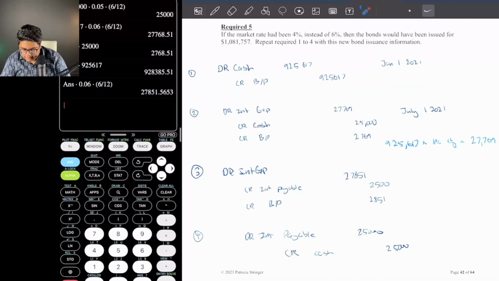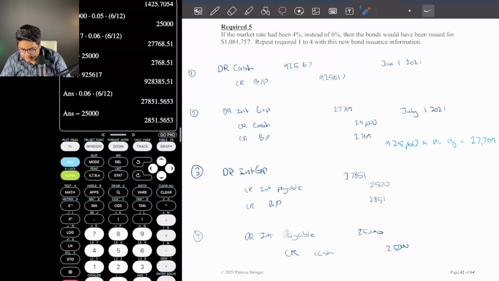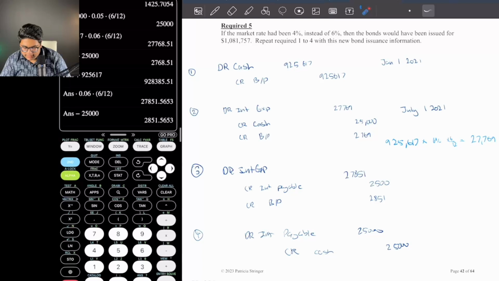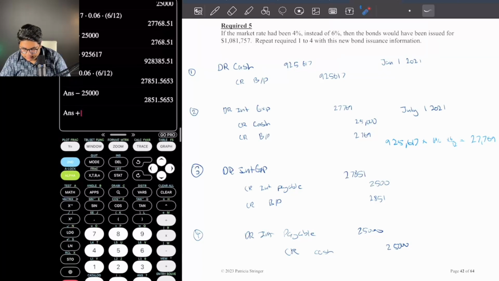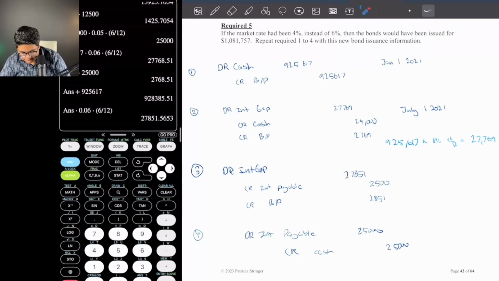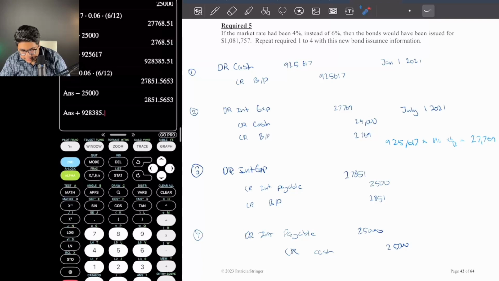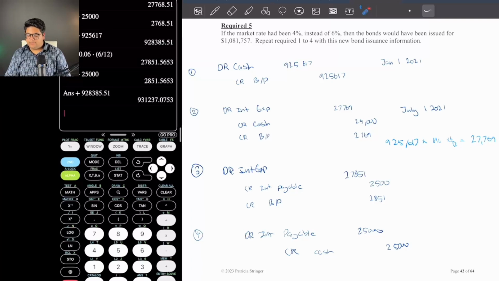And this is our discrepancy now. So minus 25,000 gives 2,851. This is the amount our bond payable gets increased by. And again, our new bond payable becomes this amount plus the old balance, which if you remember was 928,385.51. For the future term, this becomes your new bond balance. Don't worry if this is confusing. Right after I'm done with this example, I'll be switching over to a Google Sheet where I explain the whole concept again.